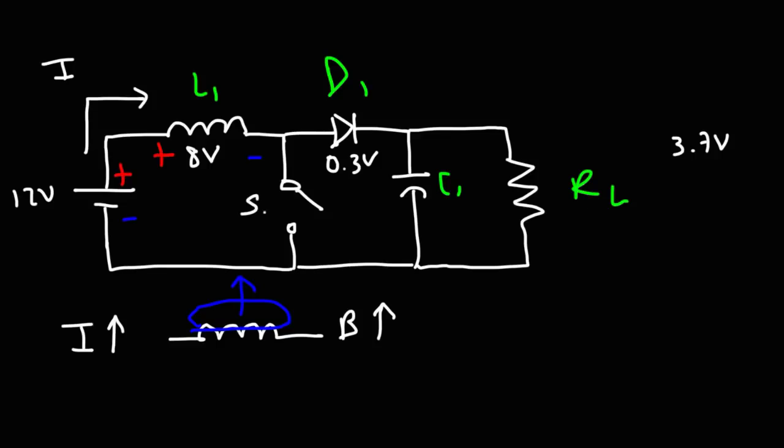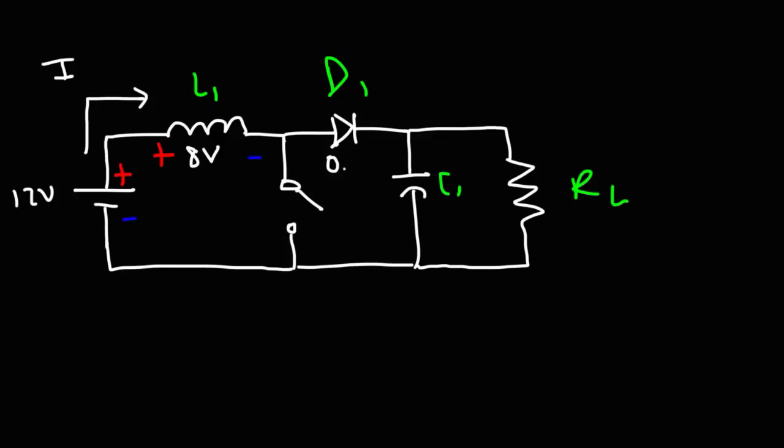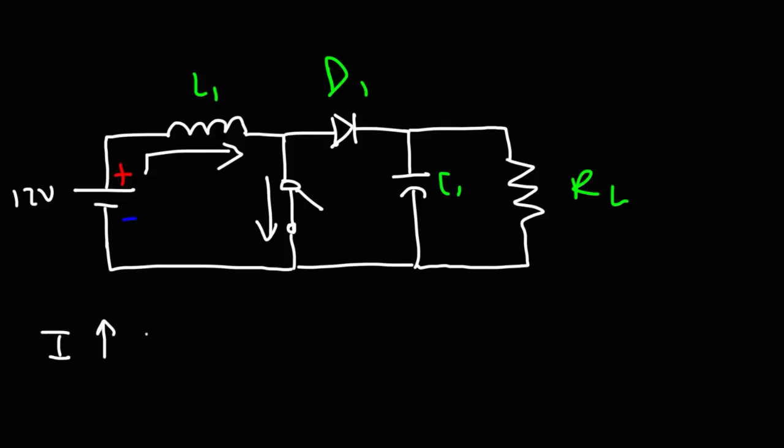Now, when the switch is closed, that is S1, notice what's going to happen. When we close the switch, current is going to continue to flow through the inductor, and it's going to go through the switch. In this case, we're going to get a large amount of current. So this current is going to increase. The magnetic field will expand even more. So right now, the inductor is storing a lot of energy.